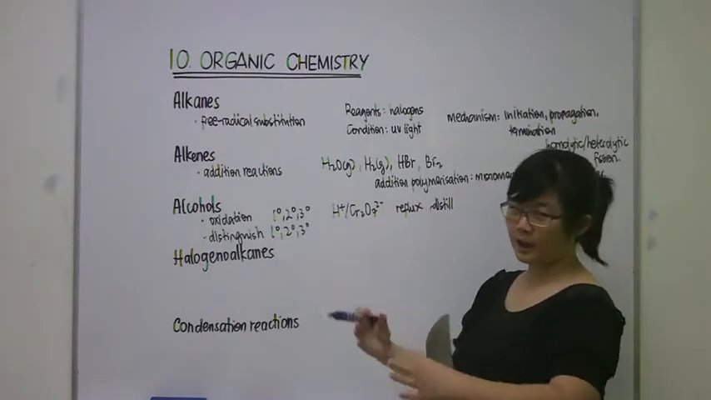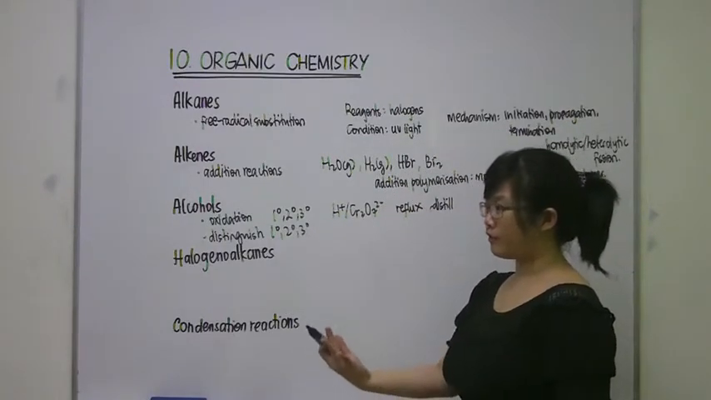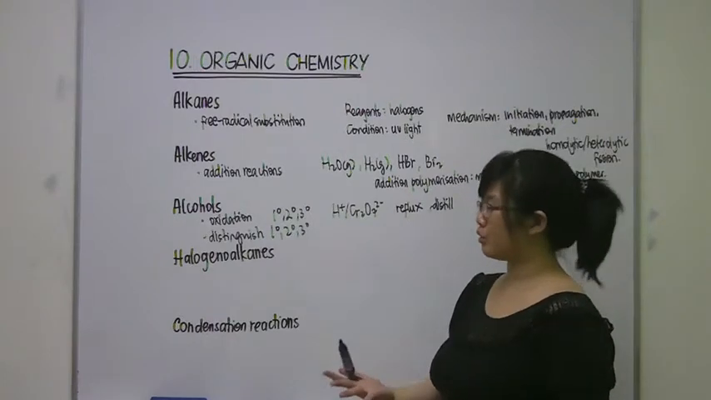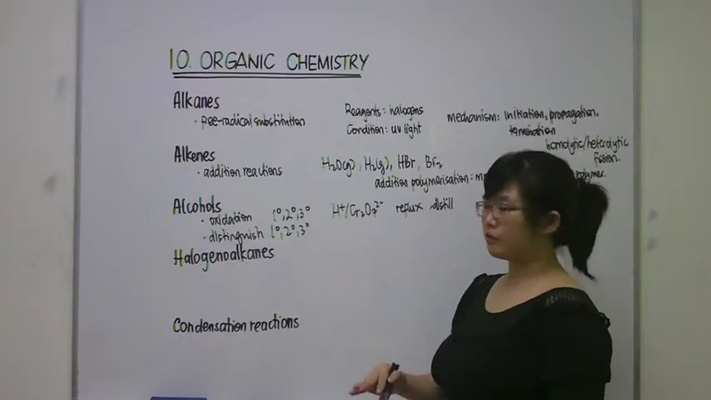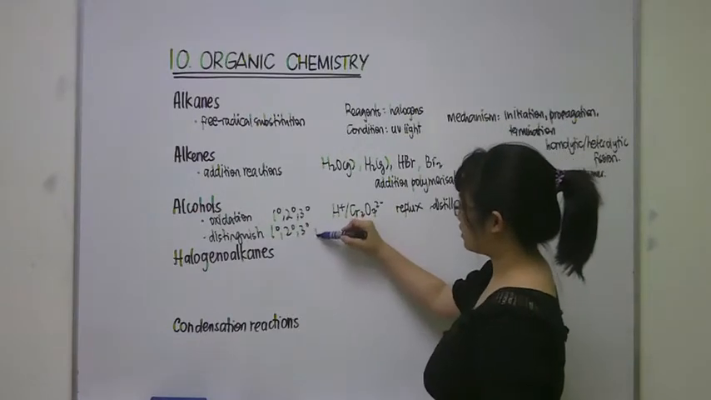For example, if you have an unknown solution of an alcohol, you know it's an alcohol but you do not know if it's primary, secondary, or tertiary, how can this reaction be used to differentiate them? Okay?